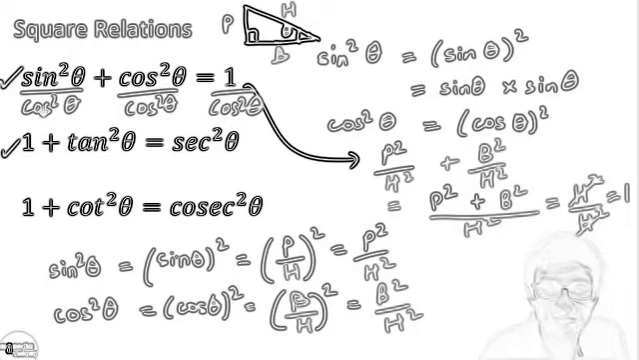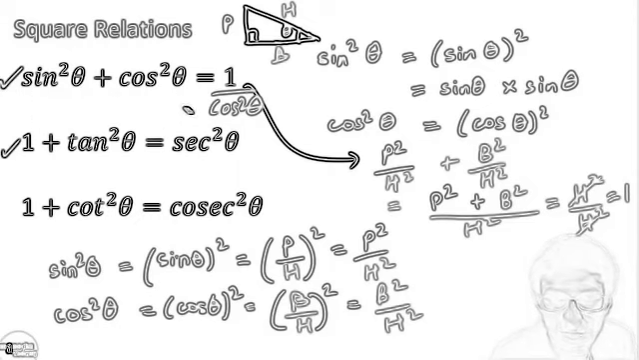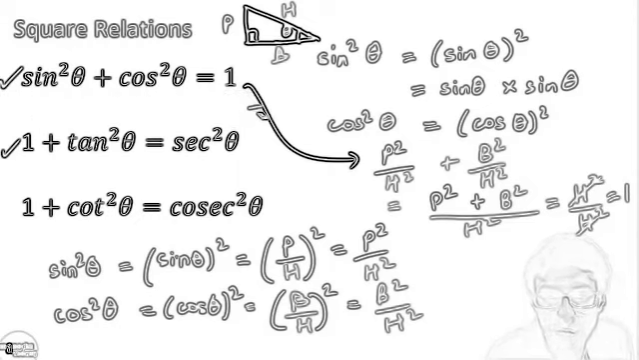And similarly, you guys can try the next one also. You just have to divide again by sine square theta. So pretty simple. I've shown you how to prove it, and maybe we'll talk more about these square relations in our next class, okay?